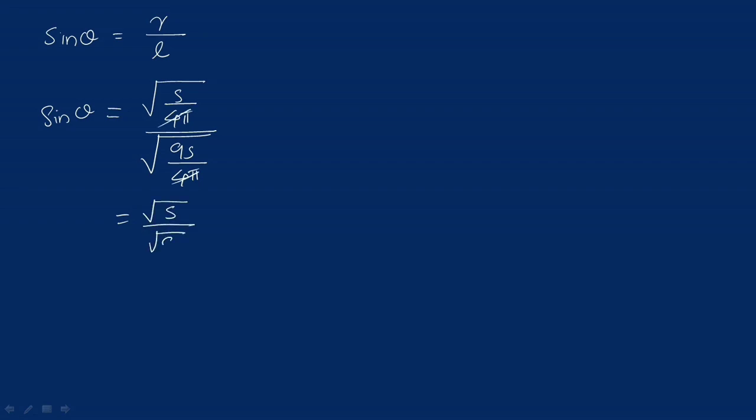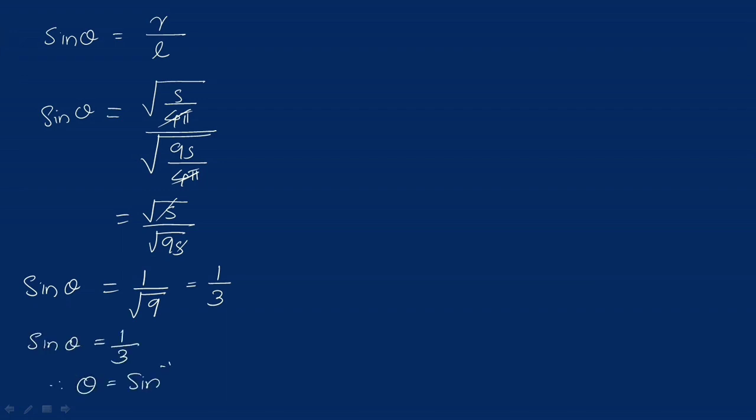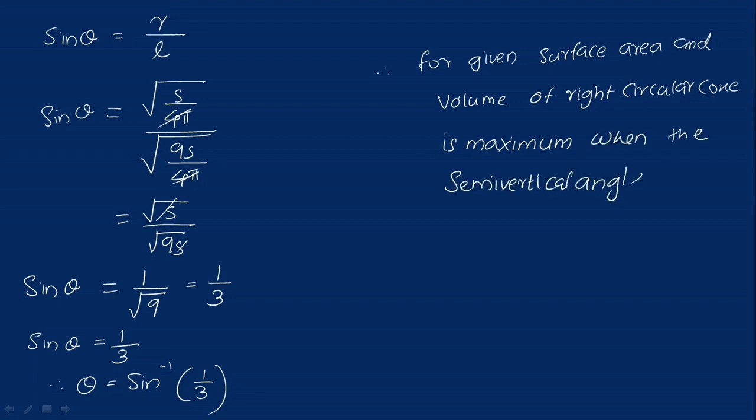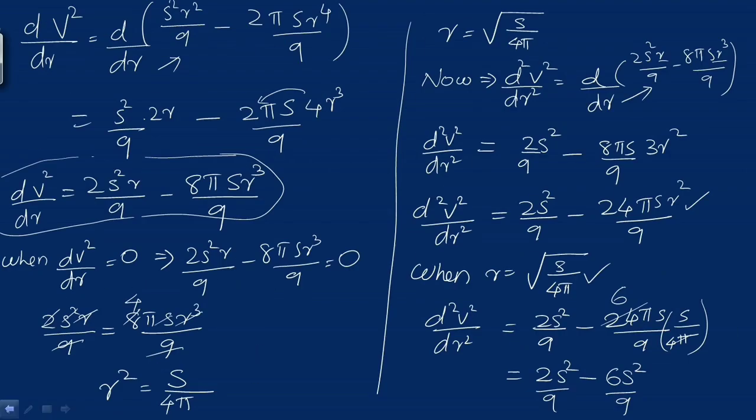So cancelling the terms, we had 4 pi, root 4 pi, root 4 pi, and so we have root s by root 9s. Again cancelling root s, we have 1 by root 9. What is 1 by root 9? That is 1 by 3. So we have got sine theta is equal to 1 by 3, or theta is equal to sine inverse 1 by 3. So for a given surface area, the volume of a right circular cone is maximum when the semi-vertical angle theta is equal to sine inverse 1 by 3. Hence proved.